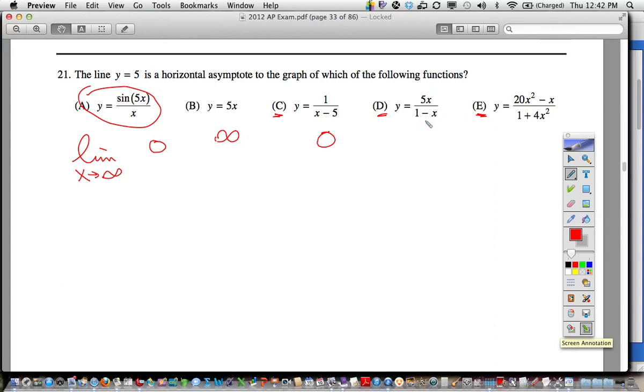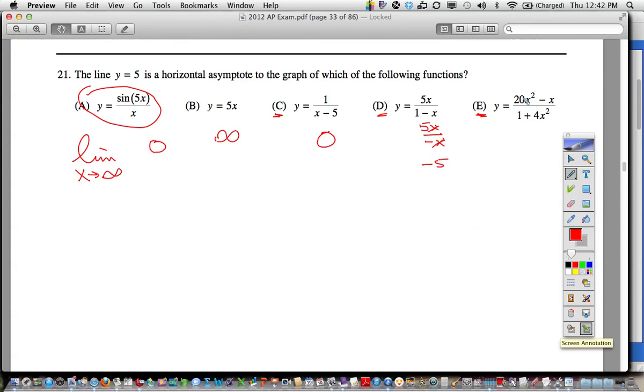Okay, this one, -5. Now again, what you have is infinity on top and infinity on the bottom, but it's negative infinity. Or probably a better way to think of it is the 1 won't matter. When this is a billion, this 1 really won't matter. This is essentially 5x over -x. The x's cancel, and we get -5.